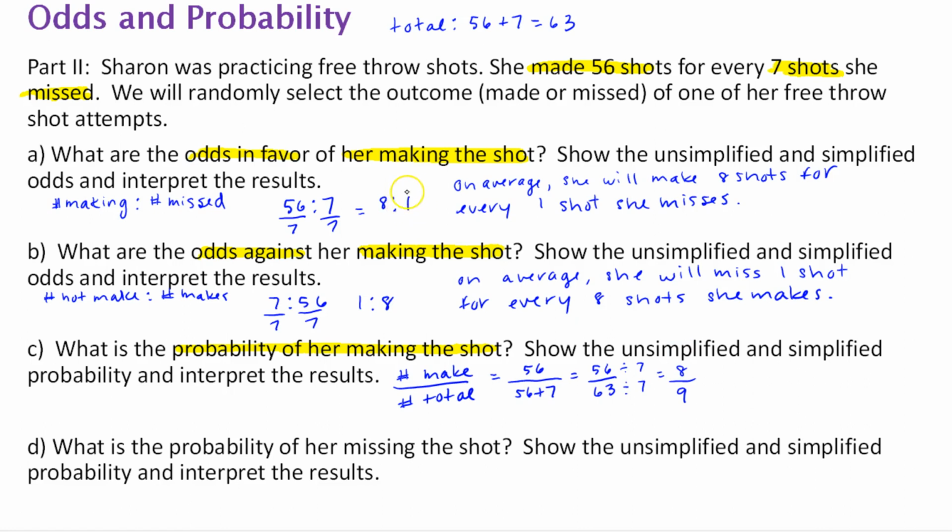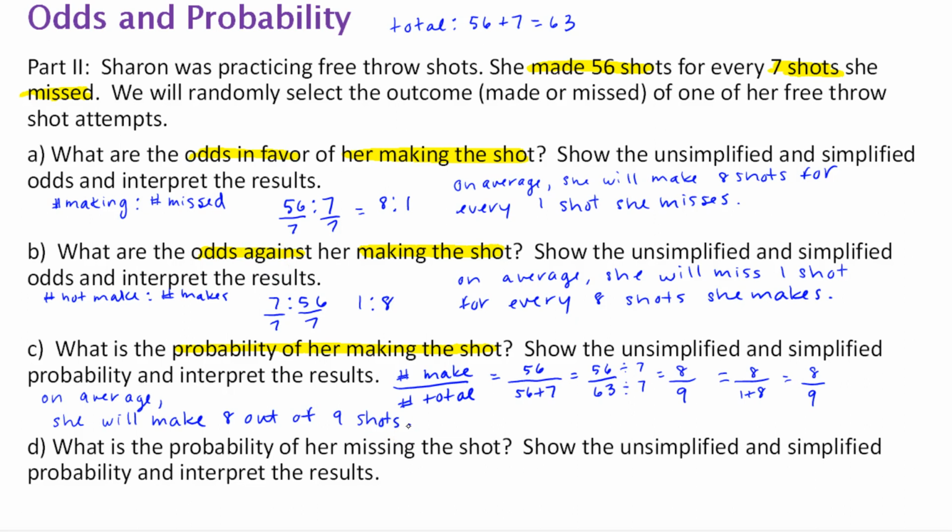Okay, so notice the simplified probability. Well, if these are the parts, we could have looked at the simplified version, we can add the 8 and the 1, and the 8 would go in the numerator. So just note that this is the same as 8 over 1 plus 8. Okay. And interpreting the results, we would say, on average, sorry, that's a standard disclaimer for probability and statistics. On average, she will make 8 out of 9 shots.